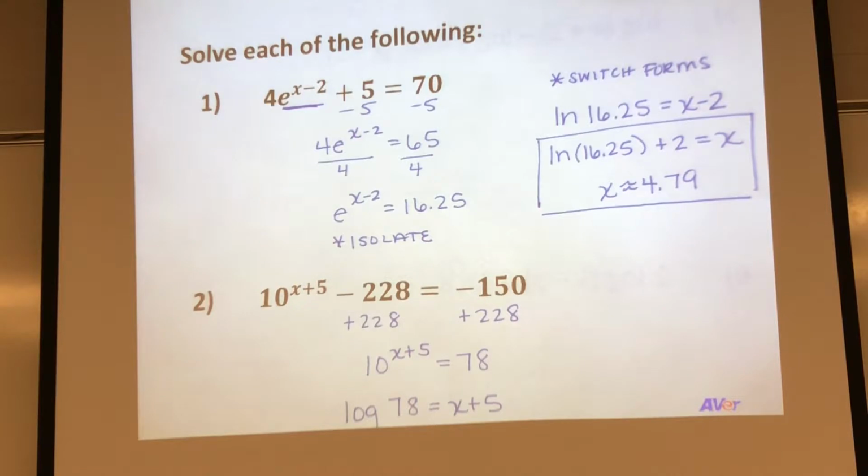And then just like the last one, we have to get x by itself. So the 78 is inside the log. The minus 5 is outside the log. So we get x is approximately equal to negative 3.11.